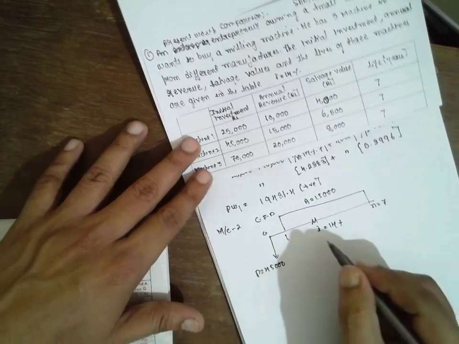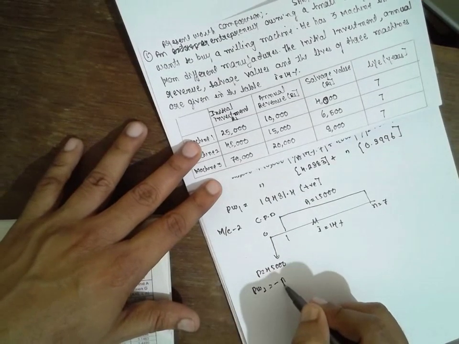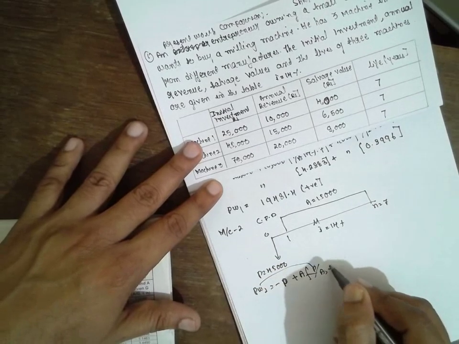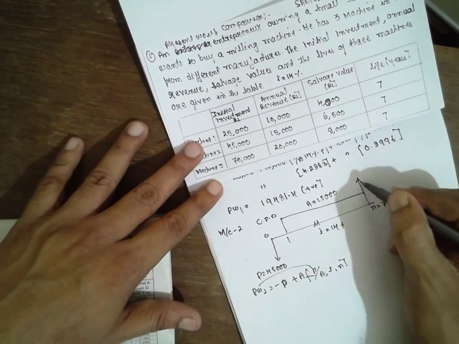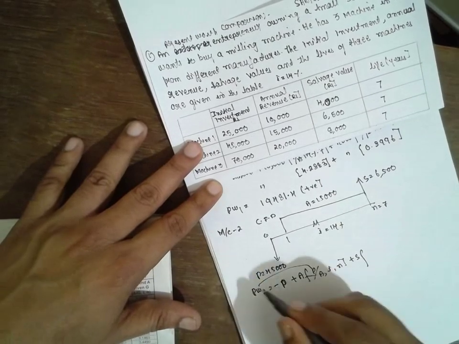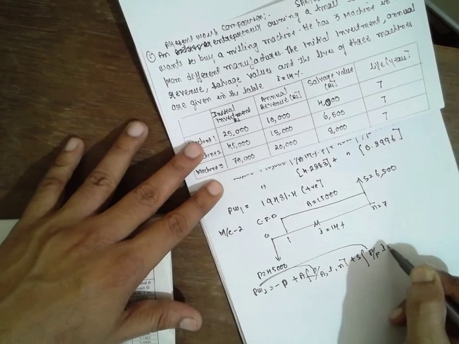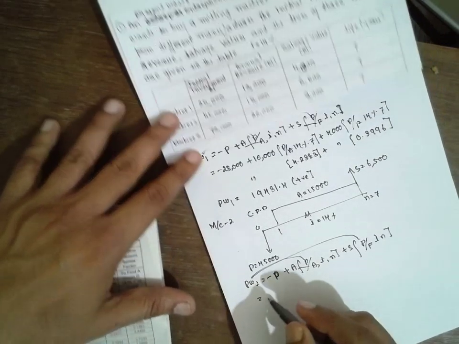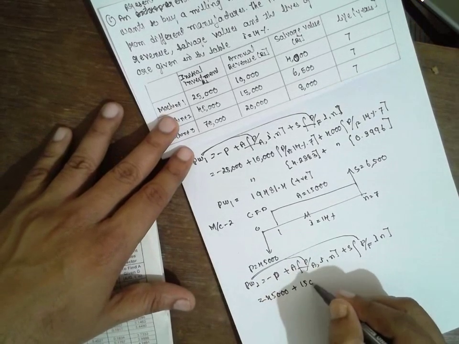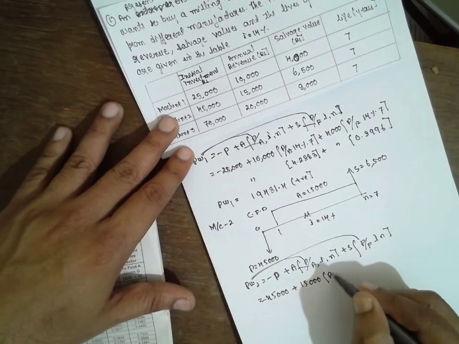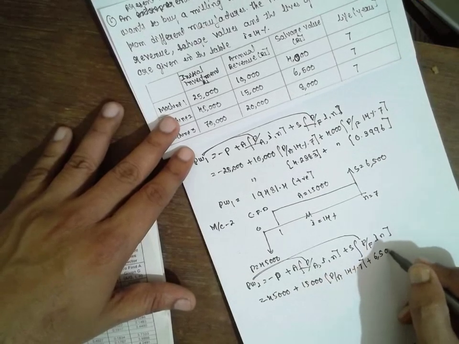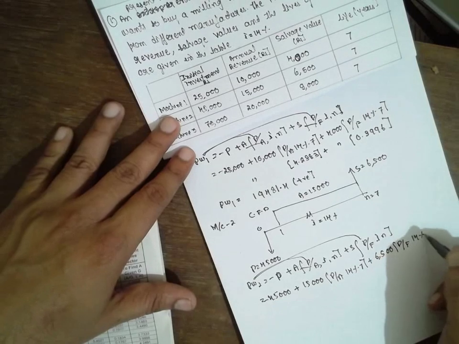The formula for this one is PW2 equals minus P plus A (P/A, i, n). Salvage is also given. S is 6,500, plus S (P/F, i, n). Substitute the values here: minus 45,000 plus 15,000 (P/A, 14%, 7) plus salvage 6,500 (P/F, 14%, 7).